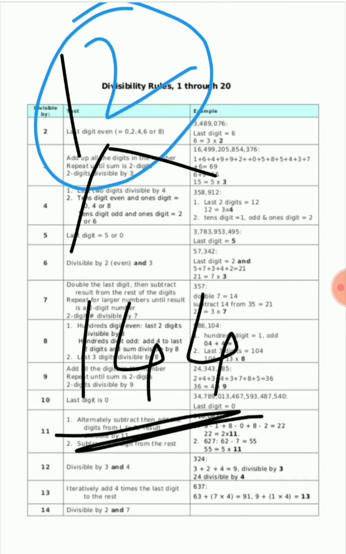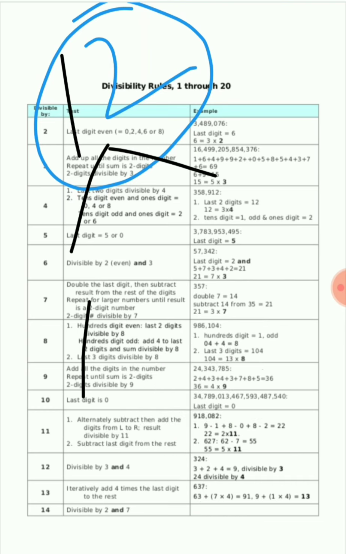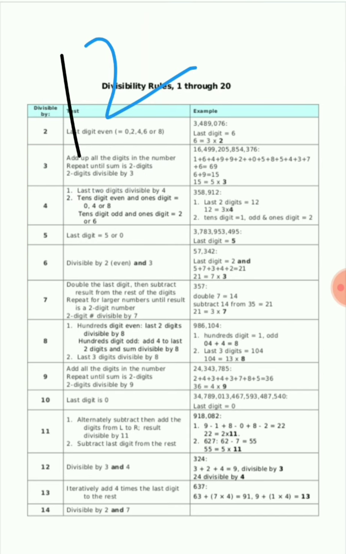To check the divisibility rule by 12, we have to check the divisibility rules by 3 and 4 together. If a number is divisible by both 3 and 4, then the number will be divisible by 12. Now we check the divisibility rule by 13.